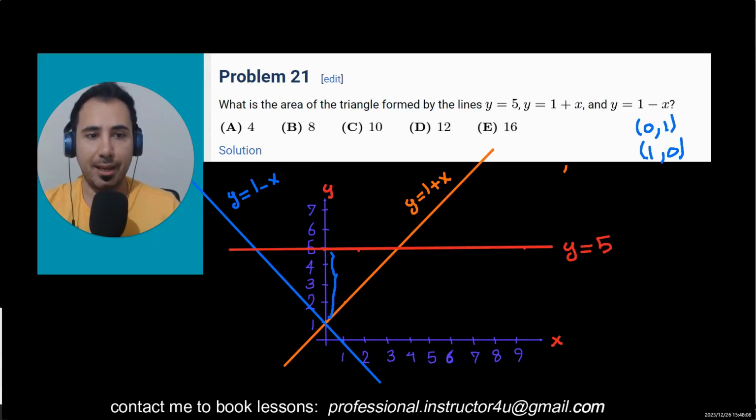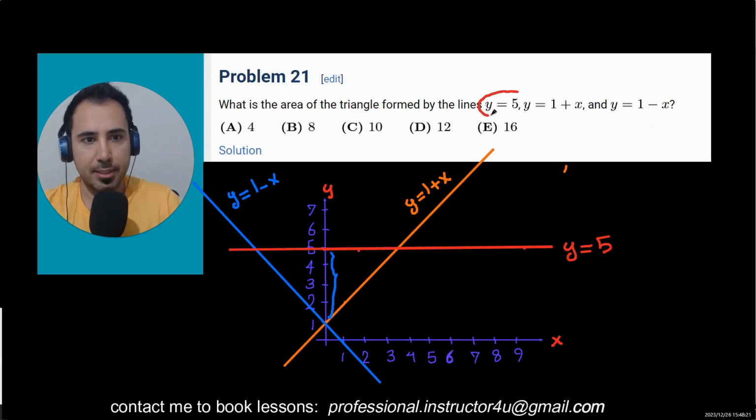So again, we have to go and find the intersection points. Remember, this part was extra. You don't have to do this during the test. So now the red one was this, and this was the orange one, y equals 1 plus x. So let's find the intersection of these two.